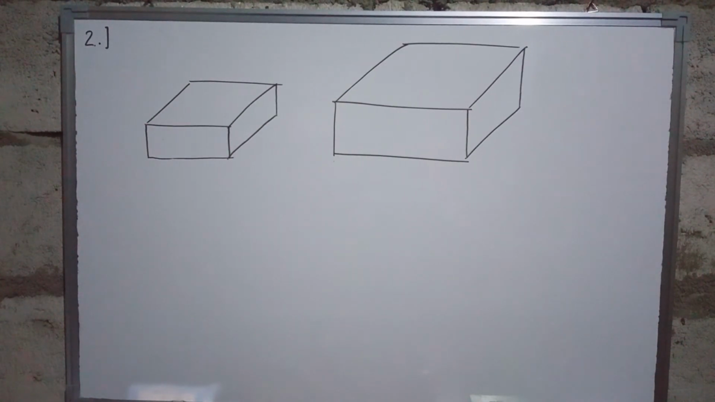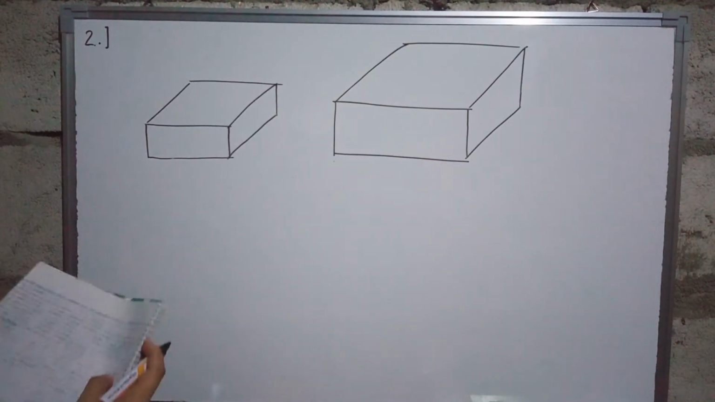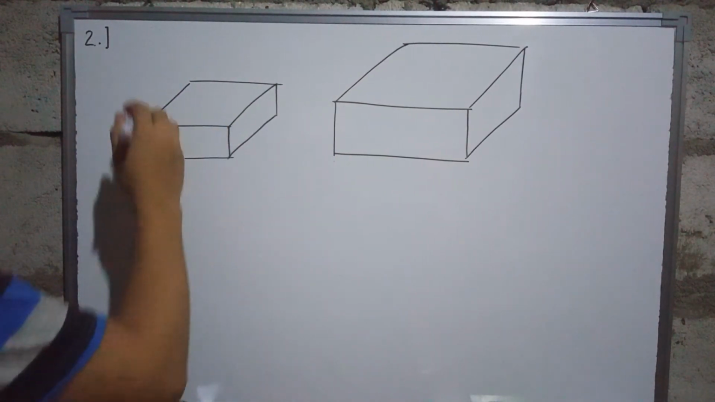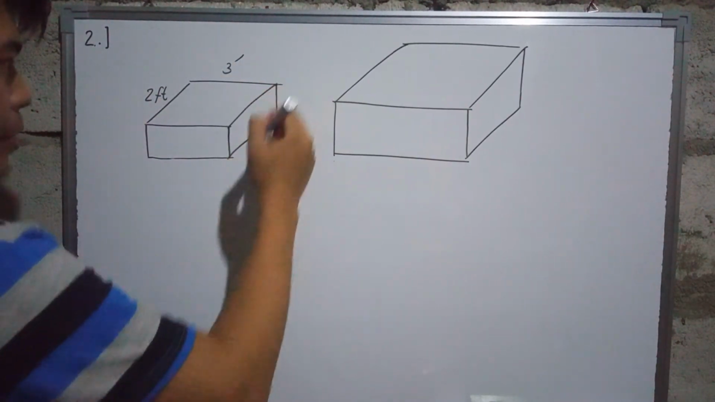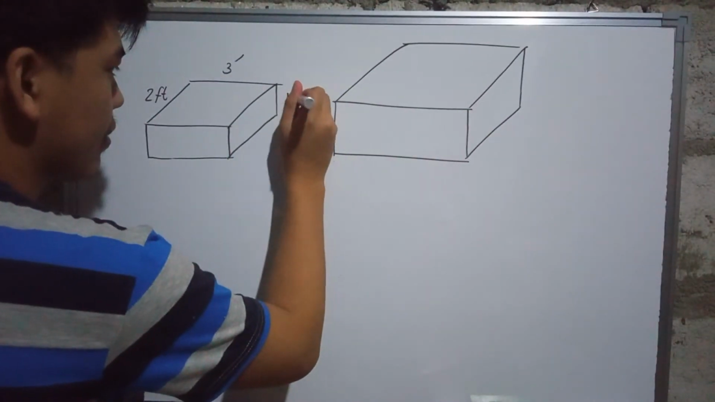So, kung kanina sinolve natin is mga cube, now, let's move on naman sa mga rectangular parallel pipe natin. The inside dimension of a packing box is 2 feet by 3 feet by 1 feet. Find the dimensions of a new packing box of the same shape which can hold 8 times as much. So, let's say that yung length ng ating packing box is 2 feet. Yung width niya is 3 feet. Tapos, yung kanyang height is 1 foot.